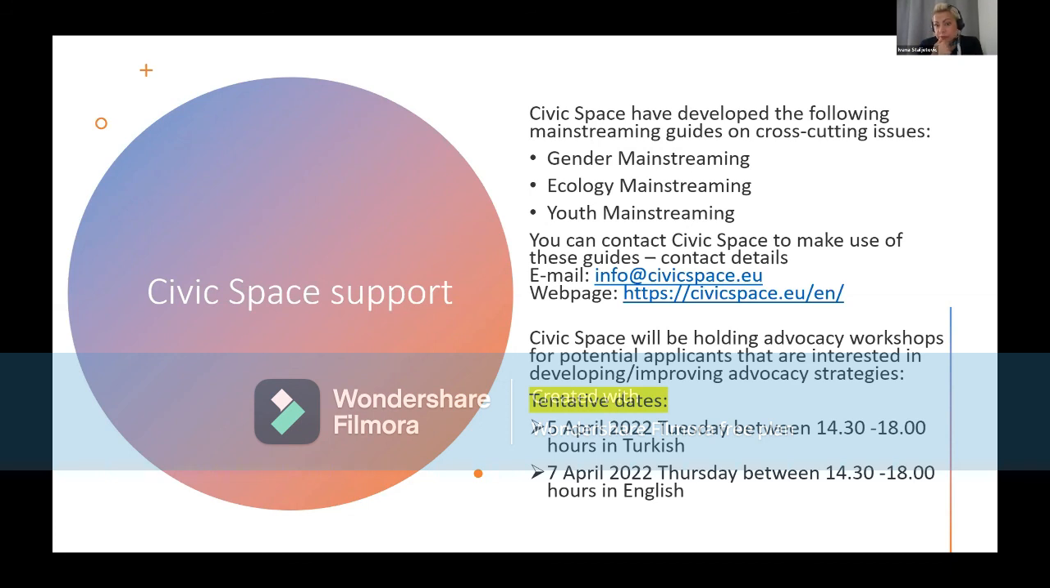They will also be holding advocacy workshops for potential applicants which are interested in developing or improving our advocacy strategies. So these are the tentative dates. But anyhow, if you're interested to participate in these workshops, contact them or consult their web pages regularly to see if there have been any changes with regards to the timing and the date.